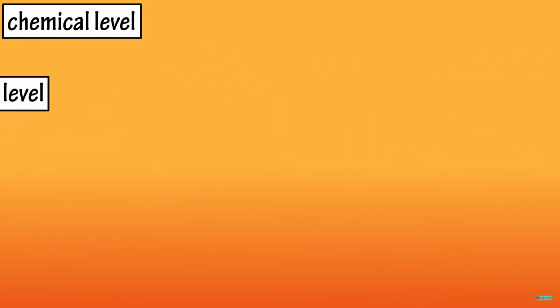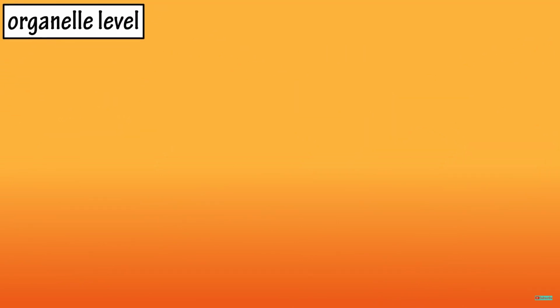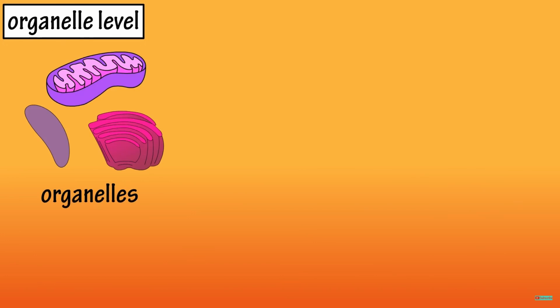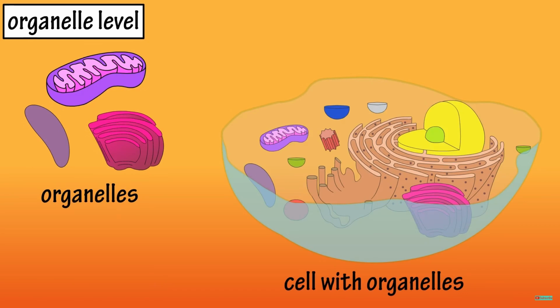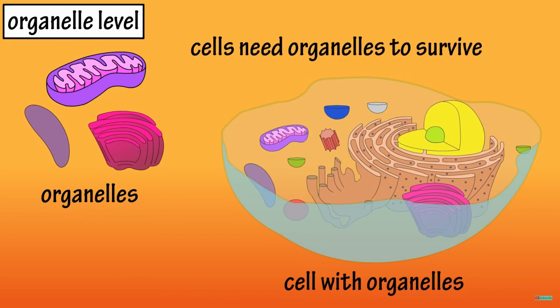The next level of organization in the body is the organelle level. Organelles are made up of chemical groupings, and they are tiny organ-like things that are in cells. Organelles have specific functions in cells, and they cannot live outside of cells. And without organelles, cells cannot survive.